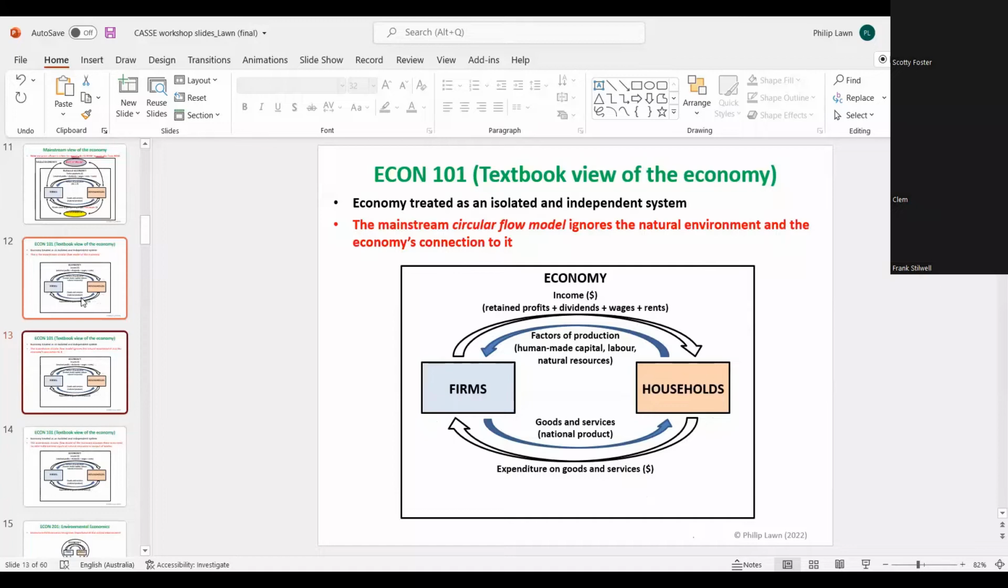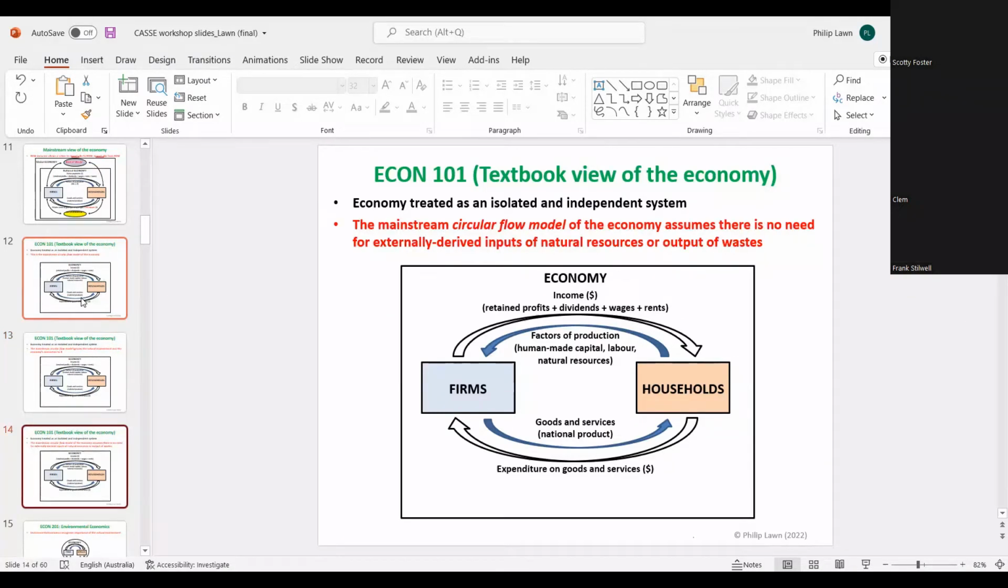So this circular flow model clearly ignores the natural environment and the economy's connection to it. So all this is happening within the economy without any reference to the natural environment and any reliance upon the natural environment for goods and services to be produced and to move from firms to households, and factors of production to move from households to firms and so forth.